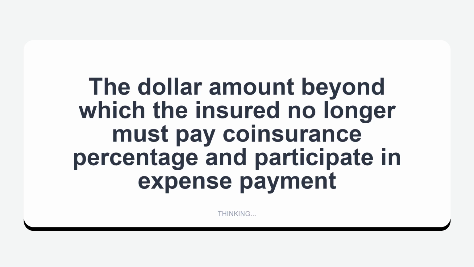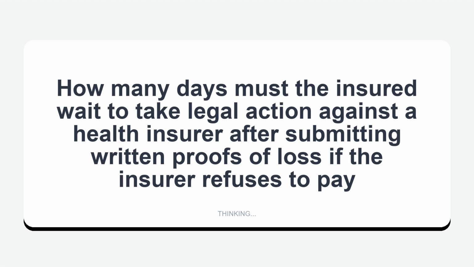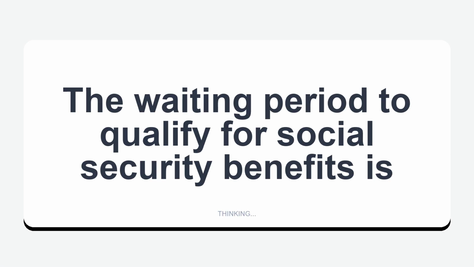The dollar amount beyond which the insured no longer must pay coinsurance percentage and participate in expense payment is the stop-loss limit. How many days must the insured wait to take legal action against a health insurer after submitting written proofs of loss if the insurer refuses to pay? 60 days. The waiting period to qualify for Social Security benefits is 5 months.